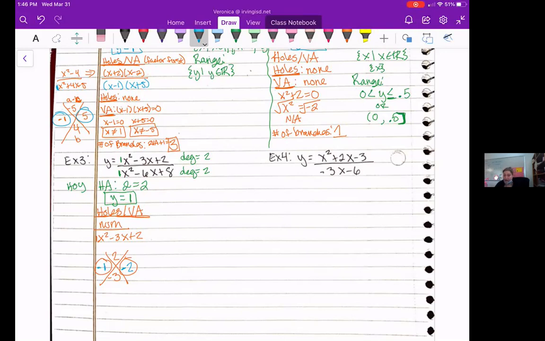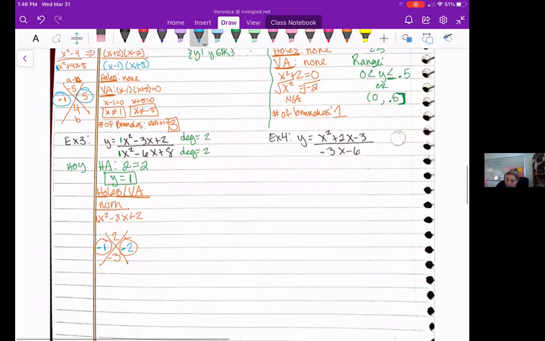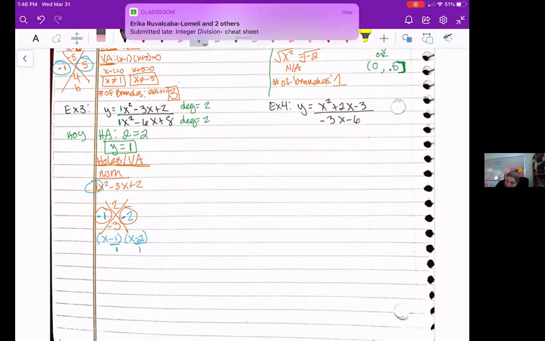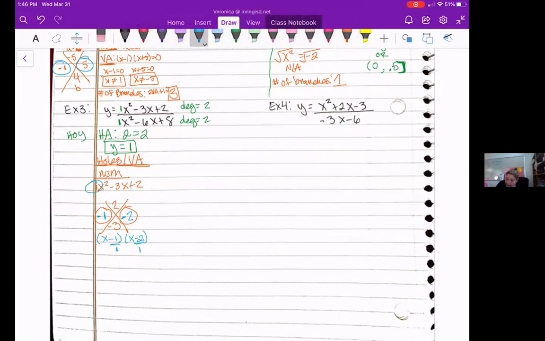So -1 and -2. That means these numbers I'm going to write in factor form: x minus 1, x minus 2, divided by a. My a is 1, but if I divide by 1, it's not going to change anything. So then your factor form for the numerator is going to be x minus 1 times x minus 2.